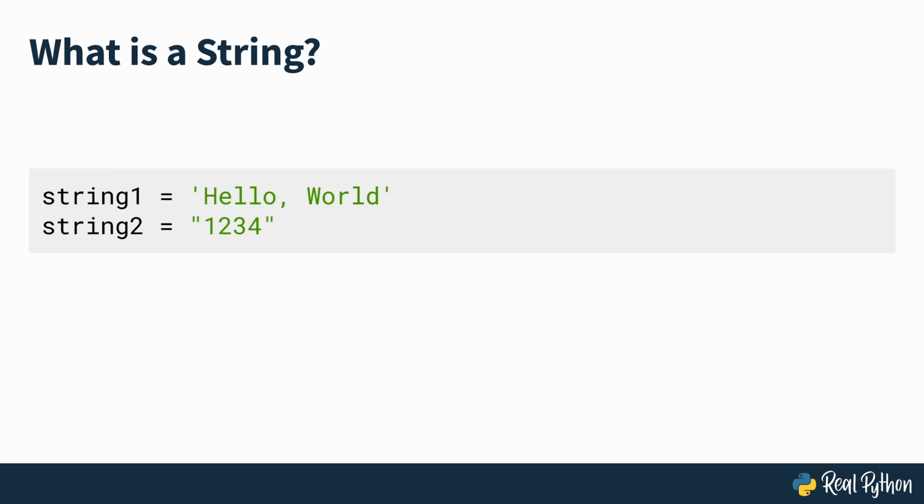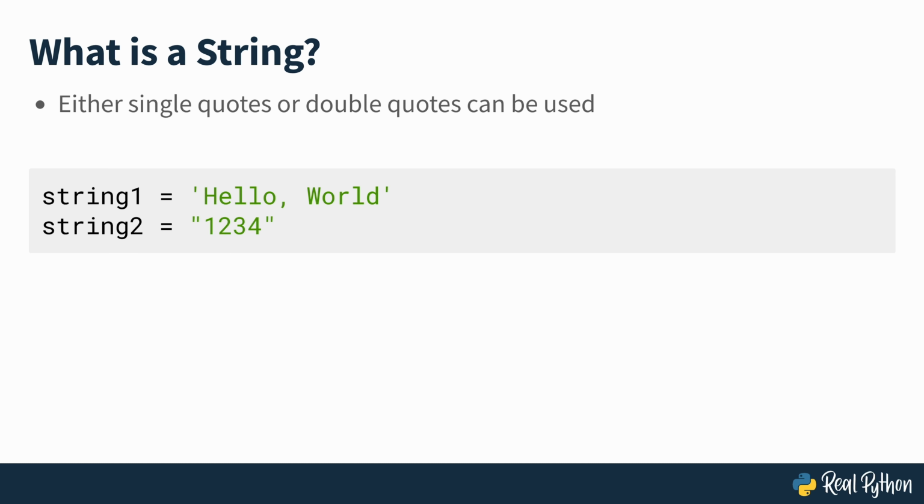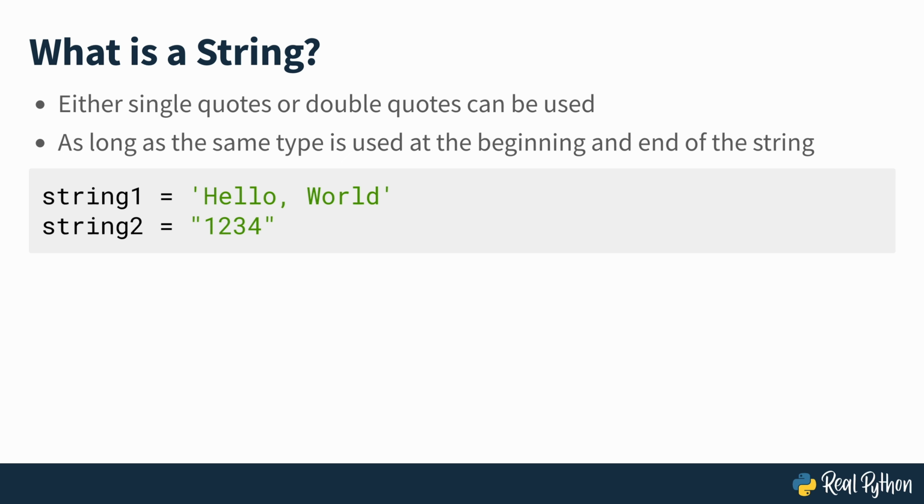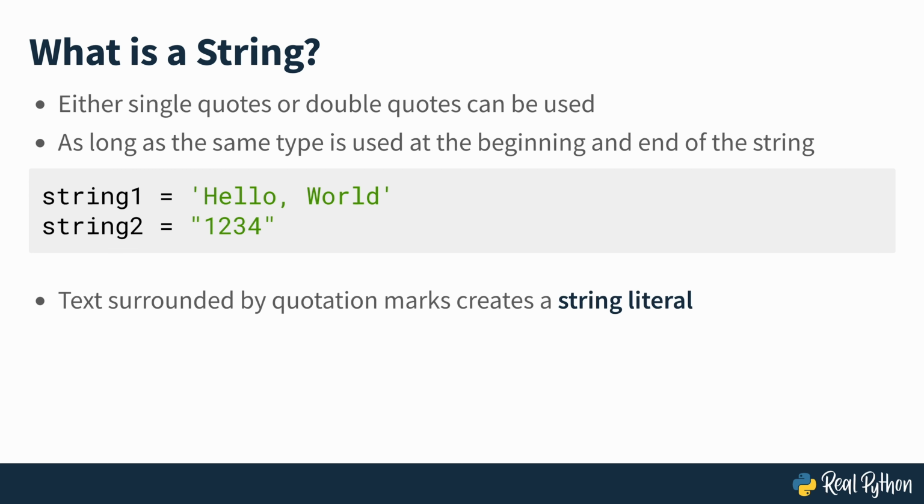Here's two examples of strings. As you can see, you can use single quotes or double quotes at the beginning and the end, as long as the same type is used at the beginning and the end of the string. So in the case of string 1, you're using single quotes around hello world. In string 2, it's using the double quotes around the numbers 1, 2, 3, 4. Text surrounded by quotation marks like this create a string literal. The name literal indicates that a string is literally typed into your code.